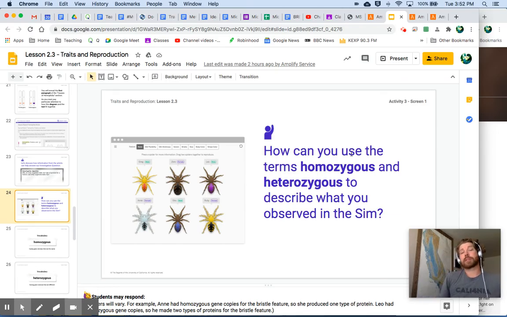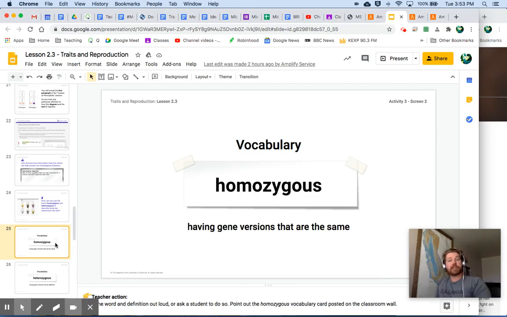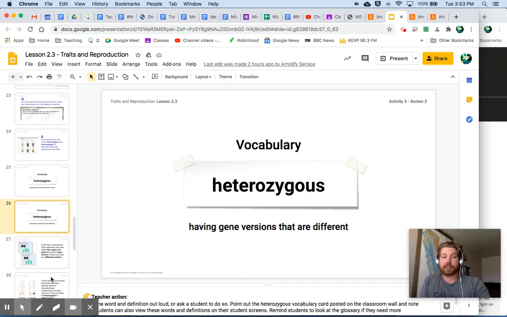Look, remember the terms homozygous and heterozygous? I asked you to define these already in the form that I attached when you read this article the first time, to describe what you observed in the sim. How can we use these terms to describe what we observed in the sim? Spider A perhaps was homozygous, spider B was heterozygous. Let's take a look at what those definitions are. Homozygous: having gene versions that are the same. Heterozygous: having gene versions that are different.